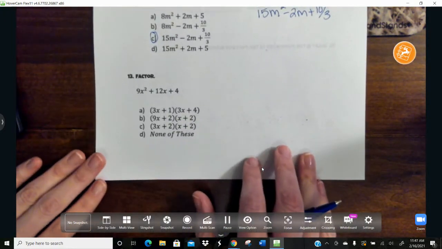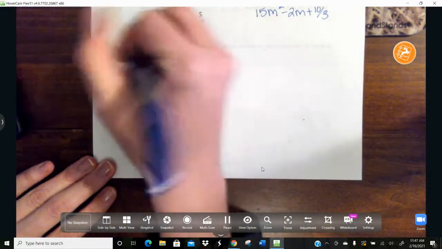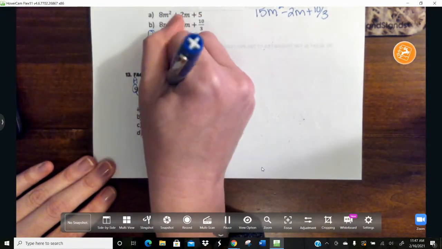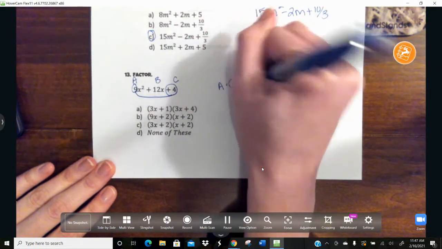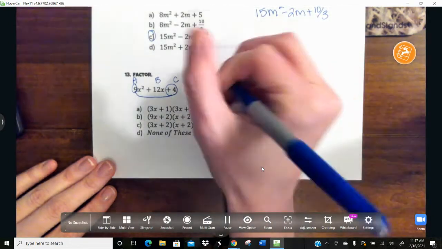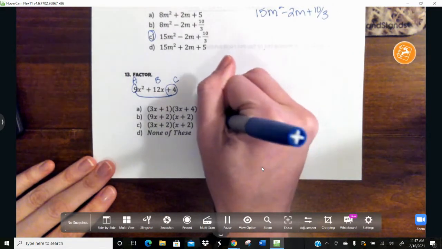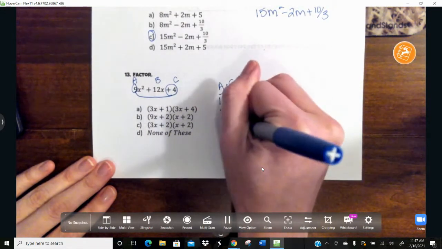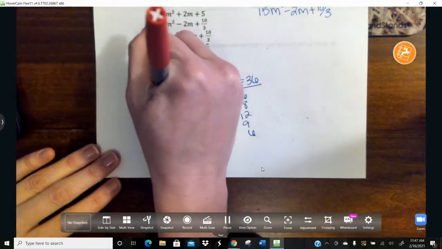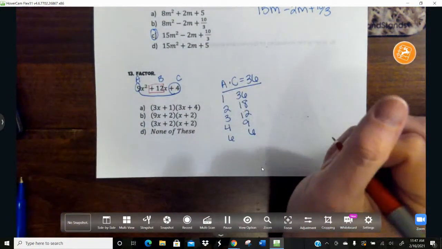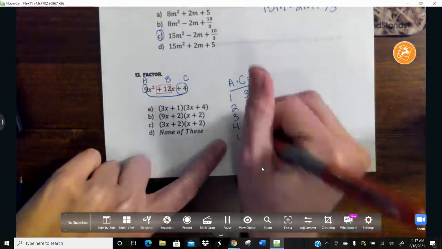Okay, last one. We are just factoring again. So A, B, C. 9 times 4, so A times C equals 36. My factors of 36: 1 and 36, 2 and 18, 3 and 12, 4 and 9, 6 and 6. B is a positive 12, and everything was positive, so 6 plus 6 is going to give me 12.